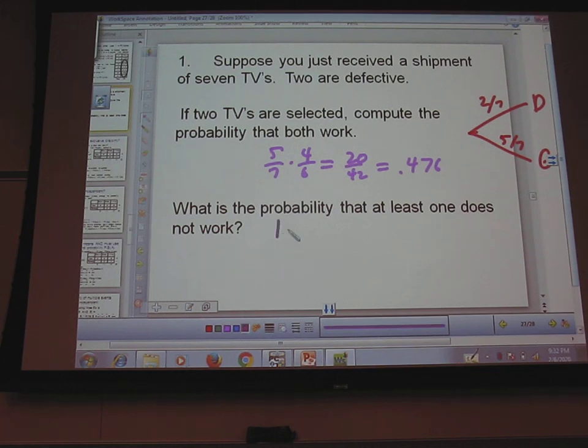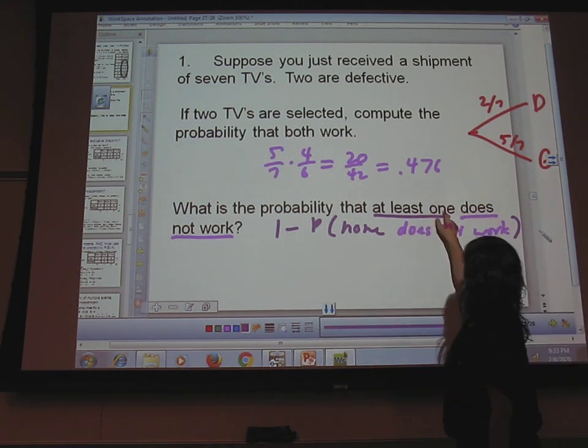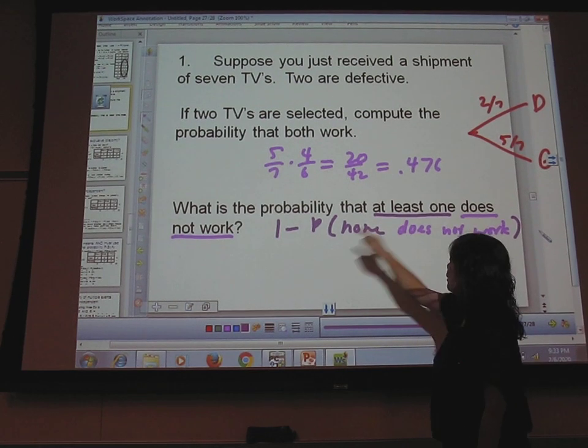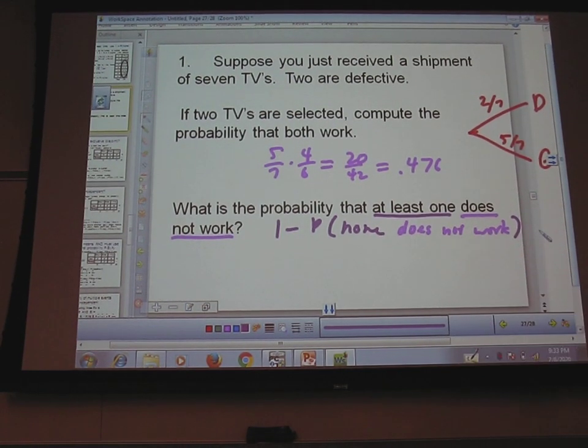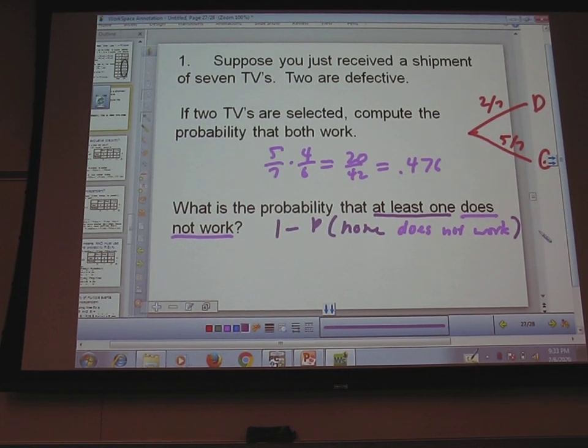So instead I'm going to do 1 minus the probability that none. And then I'm just going to copy this part over: does not work. None does not work. Then it gets harder, because I've got to figure out what that means. Write down none instead of that, and then verbatim, does not work. Then you have to figure out what none does not work means.